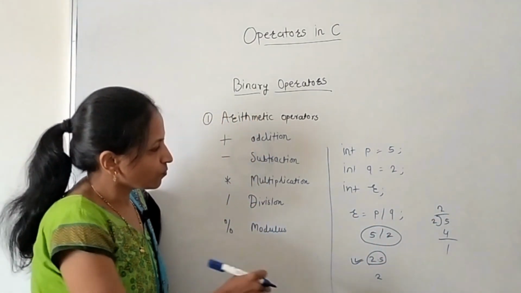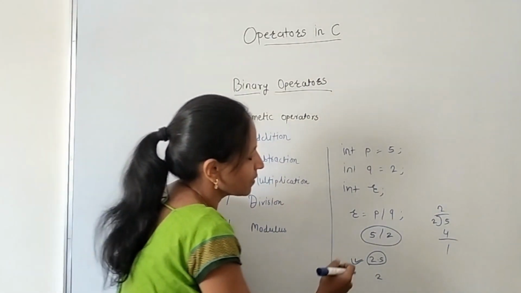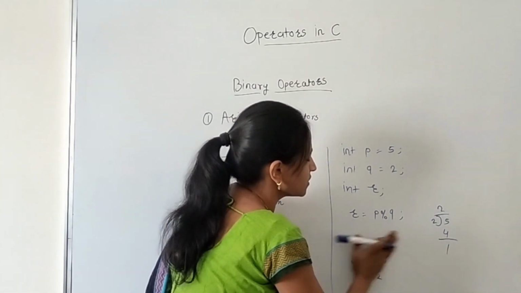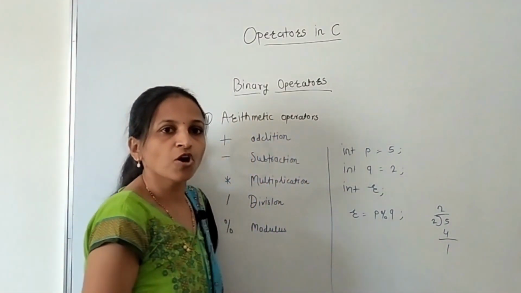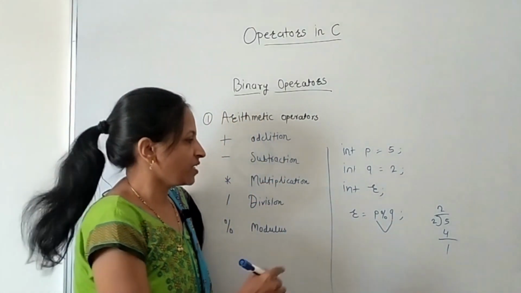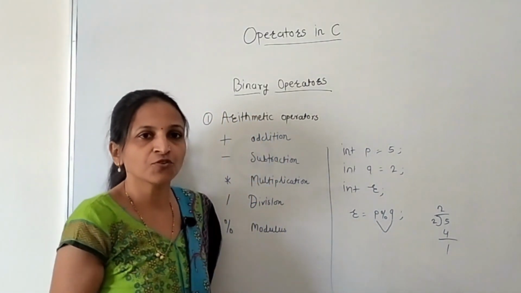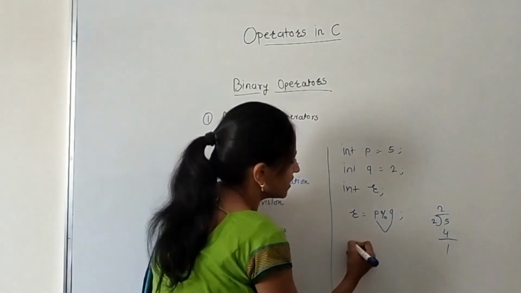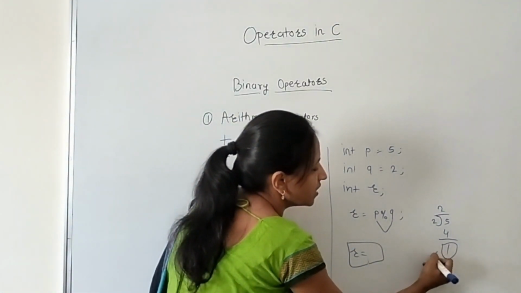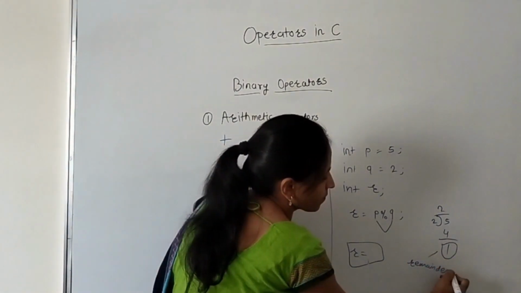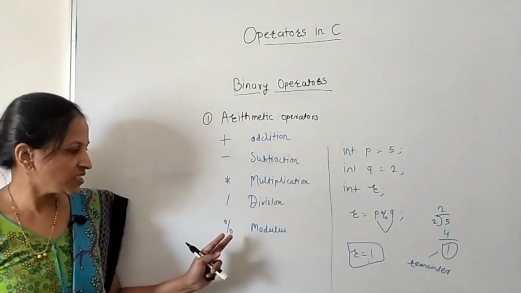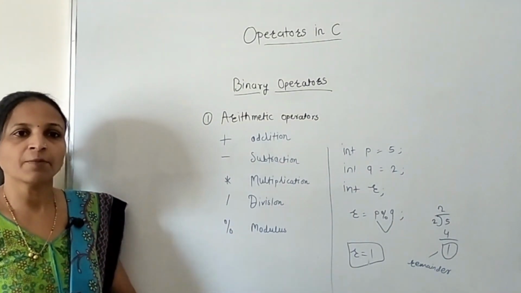Now suppose in the same example, instead of division I am writing r equals p modulus q. This is acting on two operands, that's why this is a binary operator, and this modulus operator will give you the remainder, meaning inside r you will get 1, which is the remainder. Okay, r will become 1.